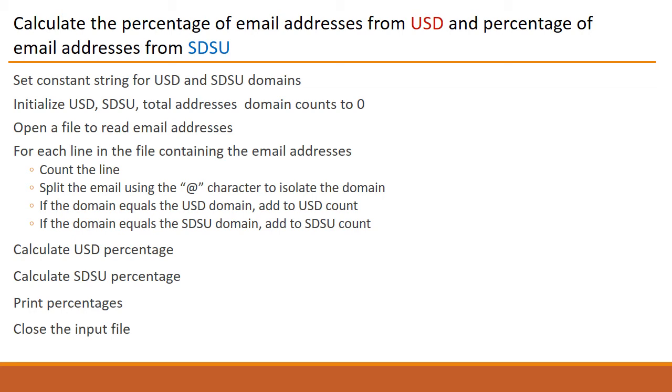Recall that each line within that file represents one email address. So for each address in the email file, we're going to count it. Then we're going to split it using the @ sign. So the first segment's the username and the second segment will be the domain. So if the domain equals the USD domain, we'll increment the USD count. And if the domain equals the SDSU domain, we'll increment the SDSU count. Once we've processed every address in the file, we'll calculate the USD percentage, calculate the SDSU percentage, print the percentages and close the input file.